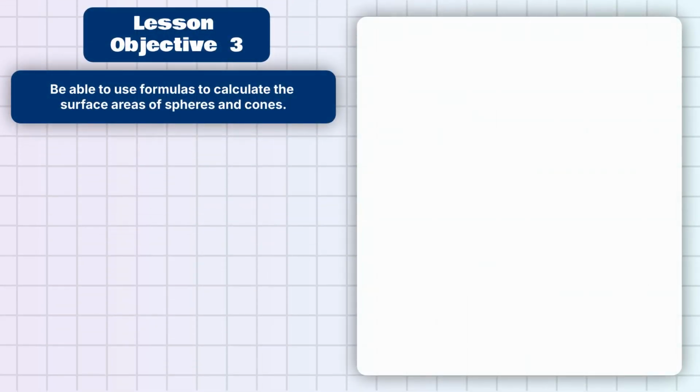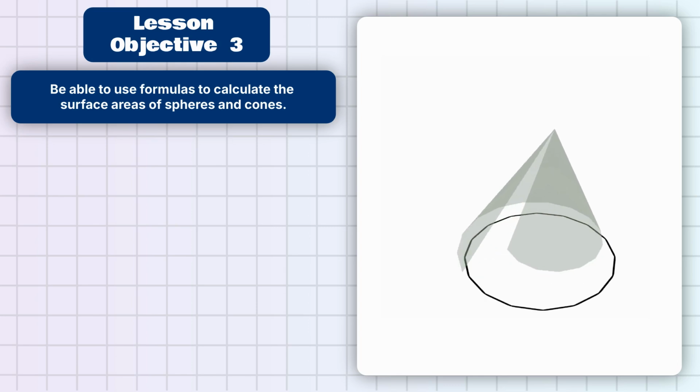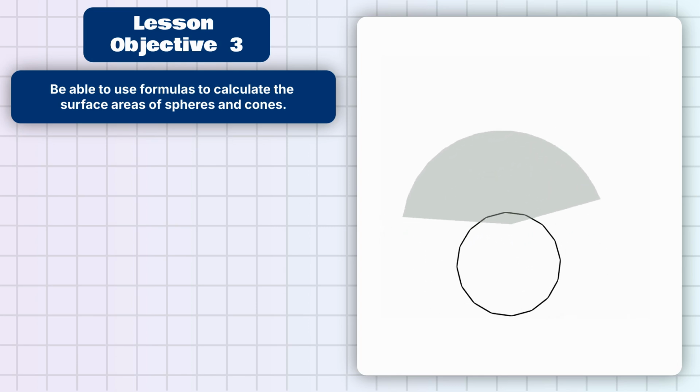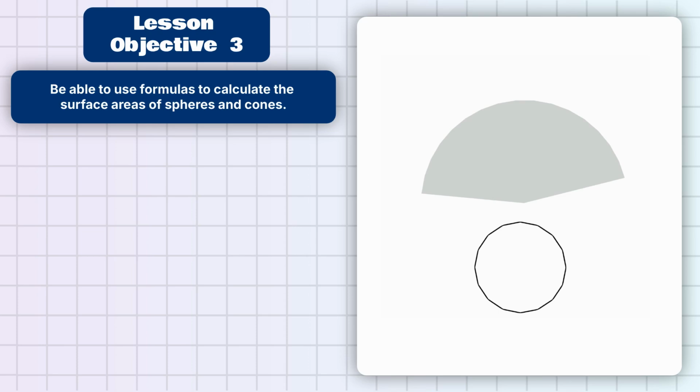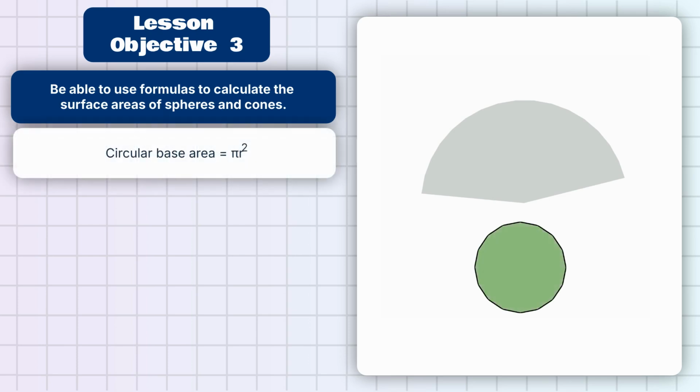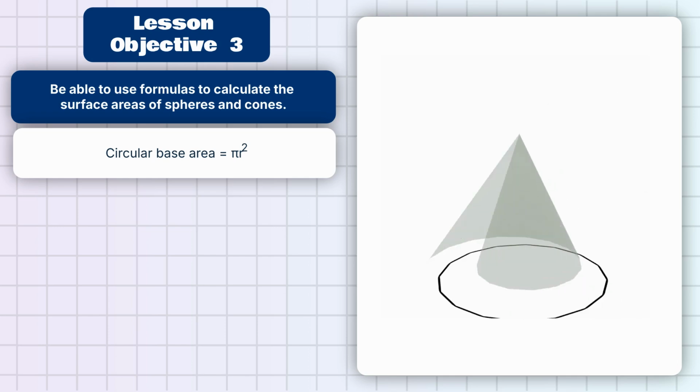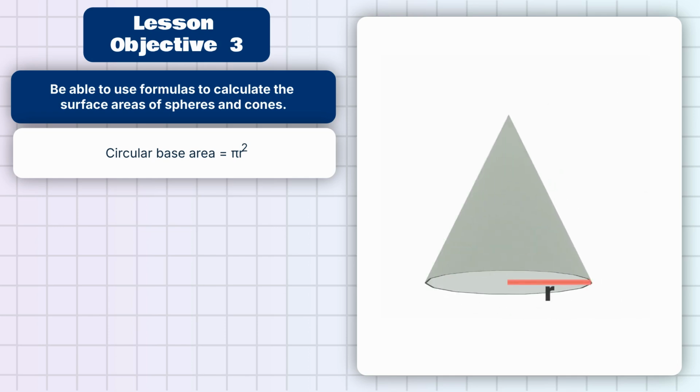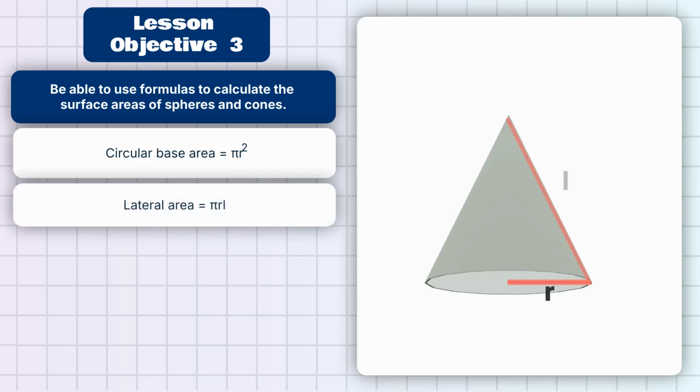Finally, let's look at a cone. As we unfold the cone, we can see its net consists of a circular base and a sector of a larger circle forming the lateral surface. To calculate the cone's surface area, we need to consider both parts. The area of the circular base is simply pi r squared, where r is the radius of the circular base. For the lateral surface, we will use the equation pi rl, where r is the radius of the circular base and l is the slant height.